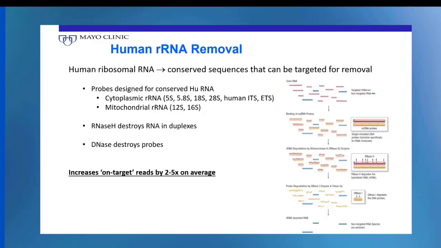We do remove some human nucleic acid because anytime we sequence a human sample, we have a lot of human nucleic acid. And while that could be interesting for some applications, and we can certainly get to that in the question and answer period, when we're just asking the question as to which microbe is there, it means that we're sequencing a lot of human nucleic acid at the expense of really what we're trying to look for. And so we remove human ribosomal RNA by targeting conserved sequences, pulling down that human ribosomal RNA. And that increases our on-target reads by 2 to 5-fold on average.